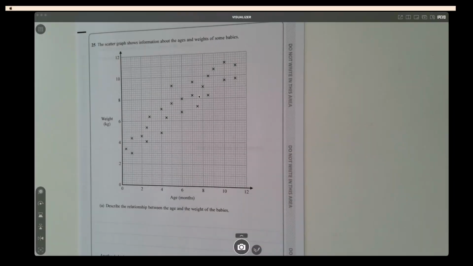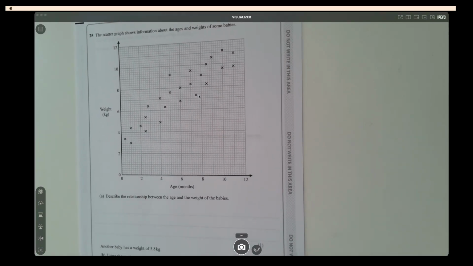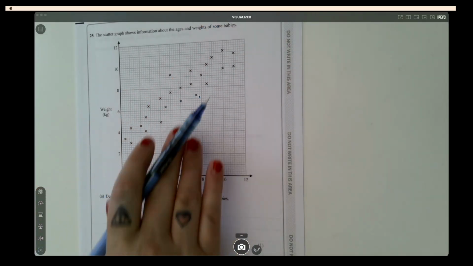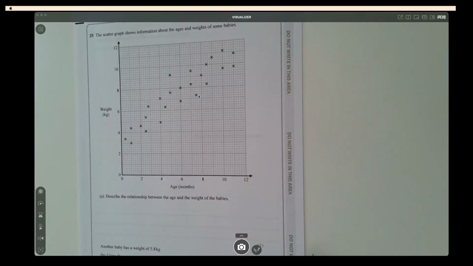Question 25. The scatter graph shows information about the ages and weights of some babies. Here's our scatter graph. Describe the relationship between the age and the weight of the babies. So we need to look at what's happening here. We've got a positive correlation because all of the points are moving in an upwards direction. So that tells us that there's a positive relationship between these two things.